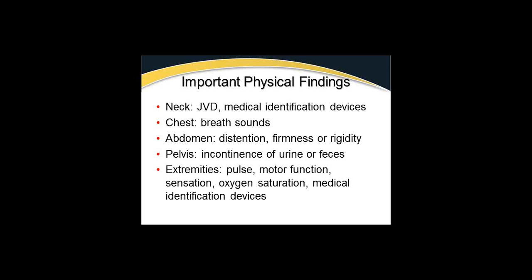Chest, we're listening to breath sounds. Abdomen, we're looking for distension, whether it's firm or rigid, or whether they tense up a lot when you push on it. Pelvis, we're looking for incontinence of urine or feces. There's a possibility you could see a priapism in a medical patient, particularly since some patients take erectile dysfunction drugs. Extremities, we're looking for pulses, motor function, sensation. You can check oxygen saturation, medical identification devices, swelling, or what we call edema.